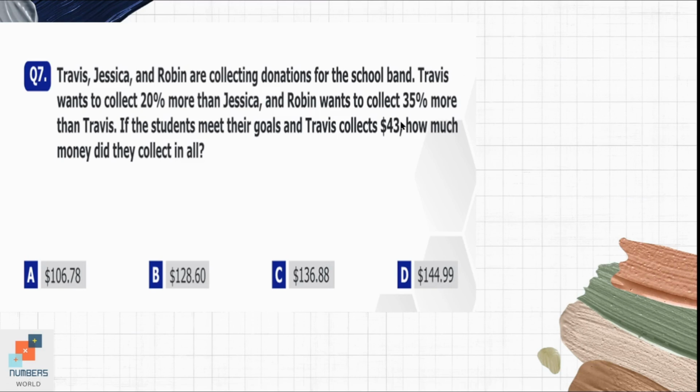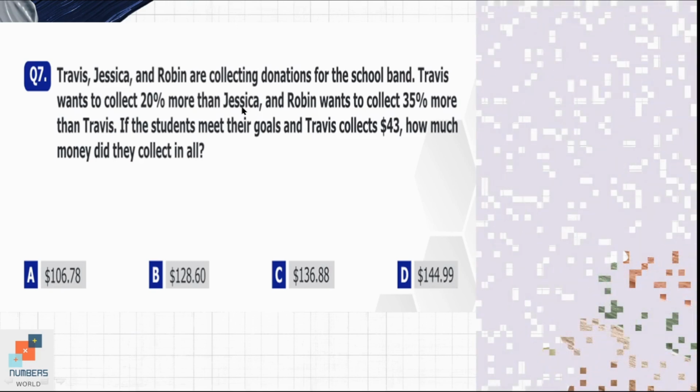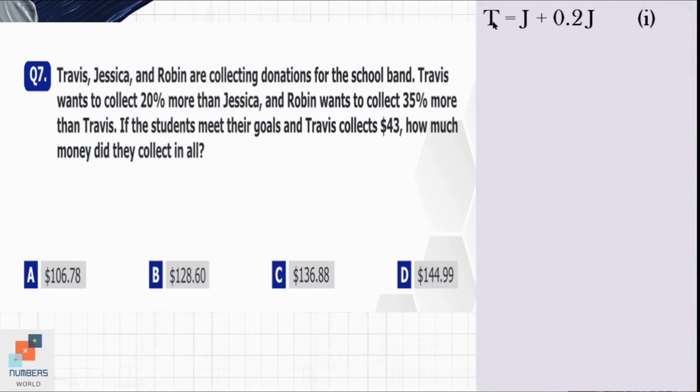So we are going to sort out the information step by step. T is representing Travis, J, Jessica, and R, Robin. Travis wants to collect 20% more than Jessica. So our first equation will be like this. Total amount of Travis is equal to total amount of Jessica plus 20% of total amount of Jessica, which can be written as 0.2. And now Robin wants to collect 35% more than Travis. So total amount of Robin is equal to total amount of Travis plus 35% of total amount of Travis. This is our equation number 2.